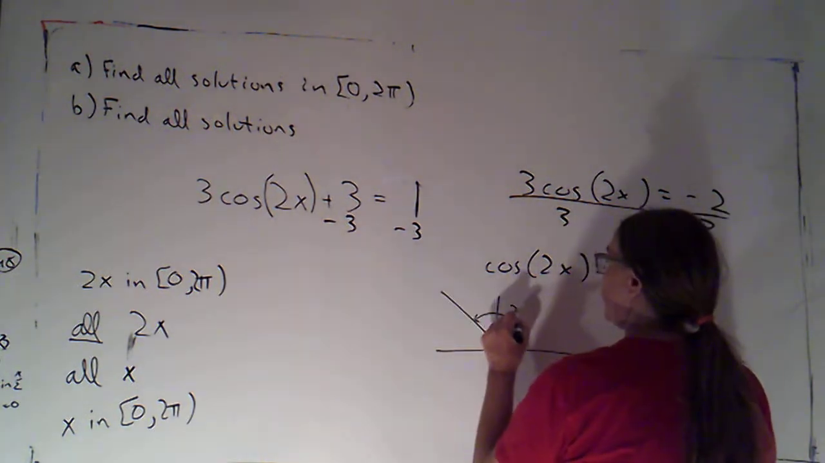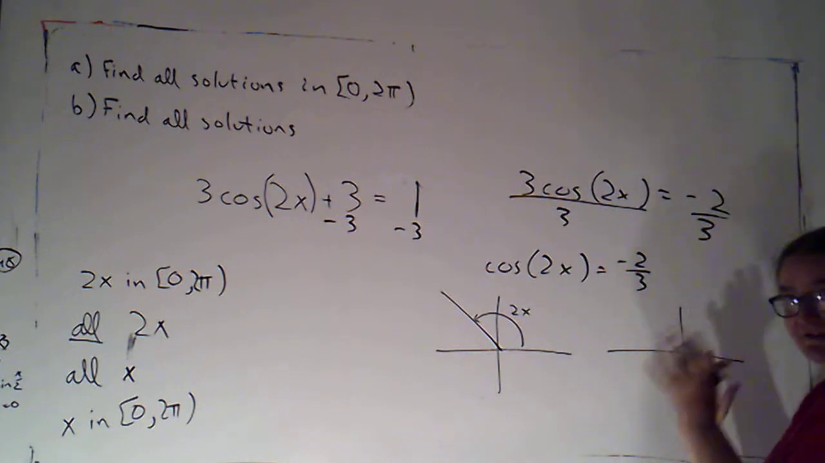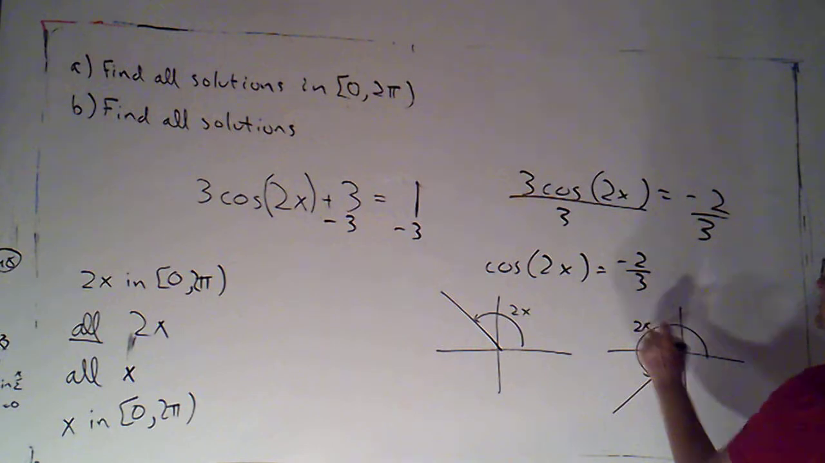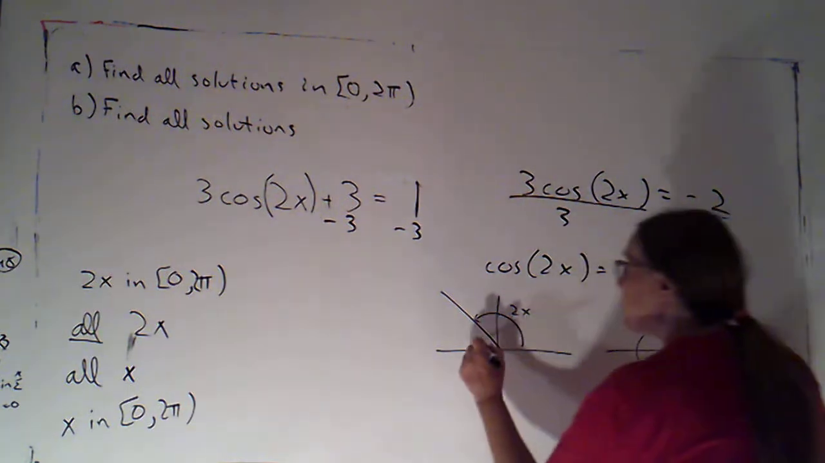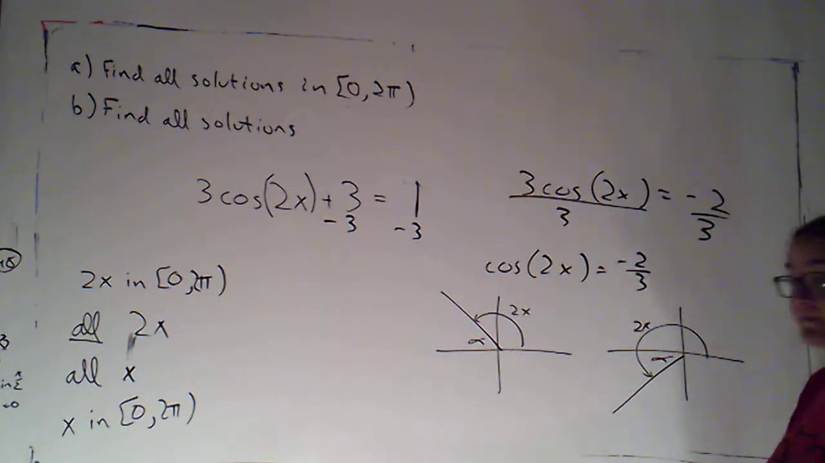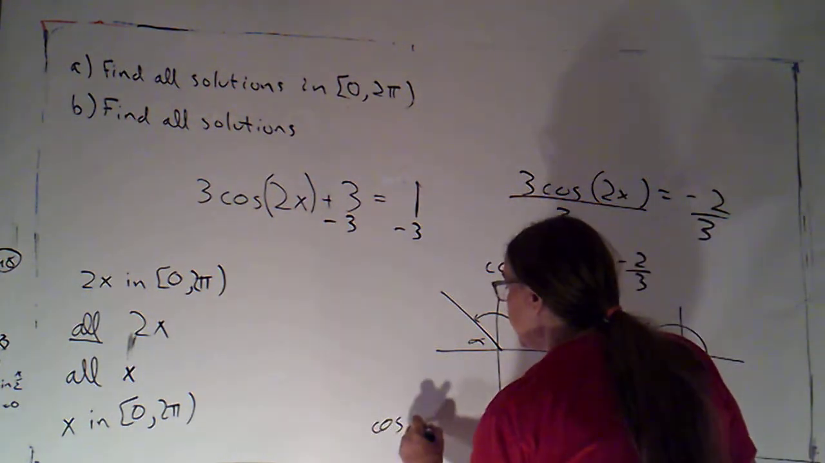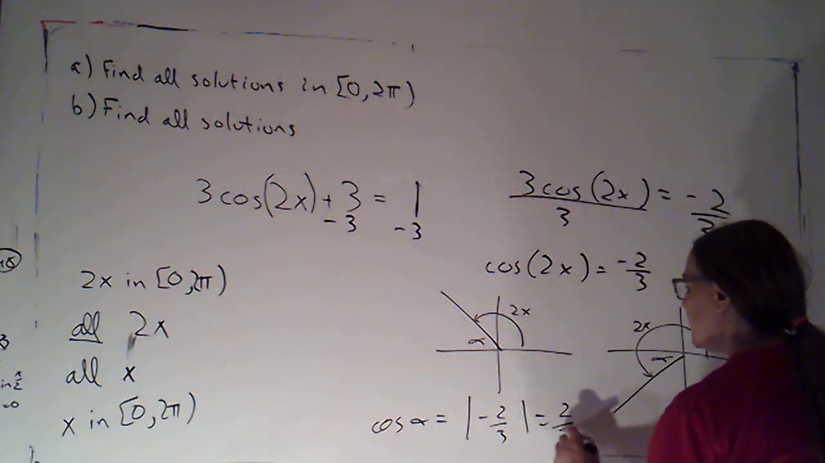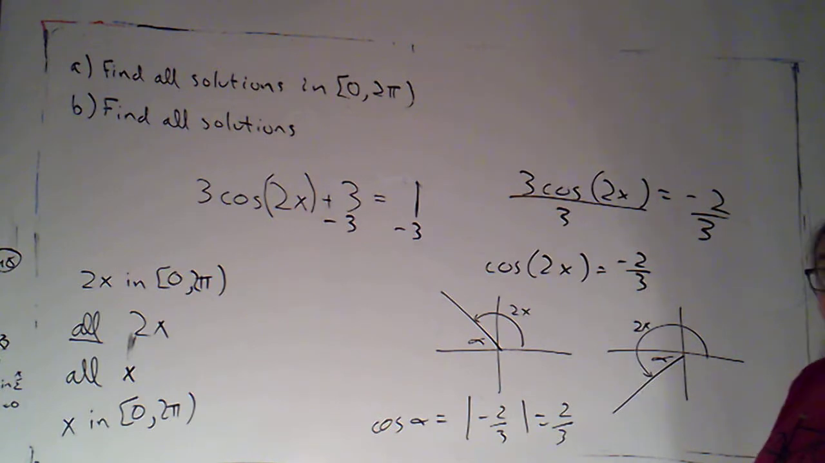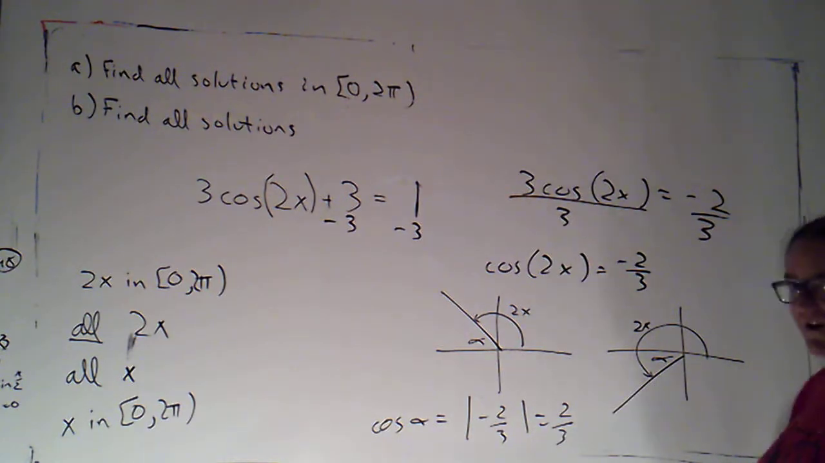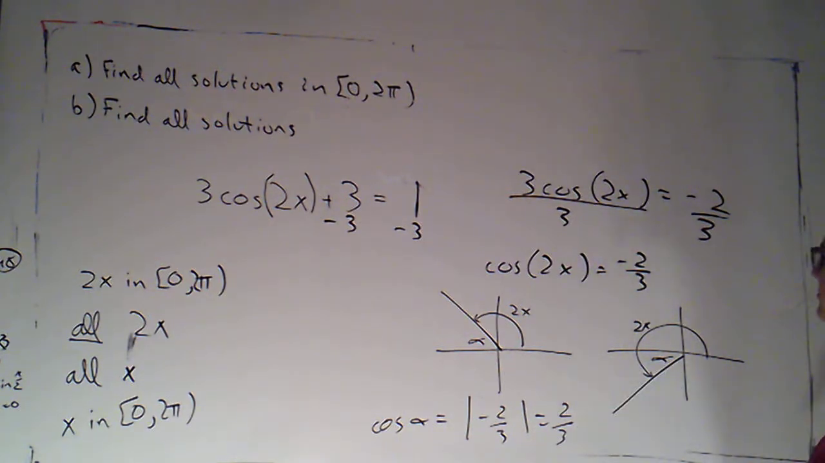I'm just going to be very careful and label that 2x so I don't think I found x when I'm done. And we'll have a value of 2x that's in quadrant 3. Both of those will have the same reference angle, alpha. And what I know about alpha is that cosine of alpha will be the absolute value of negative 2/3, which is just 2/3. And of course, since alpha is an acute angle, as soon as I know that it's an acute angle and its cosine is that, it is arc cosine of 2/3.